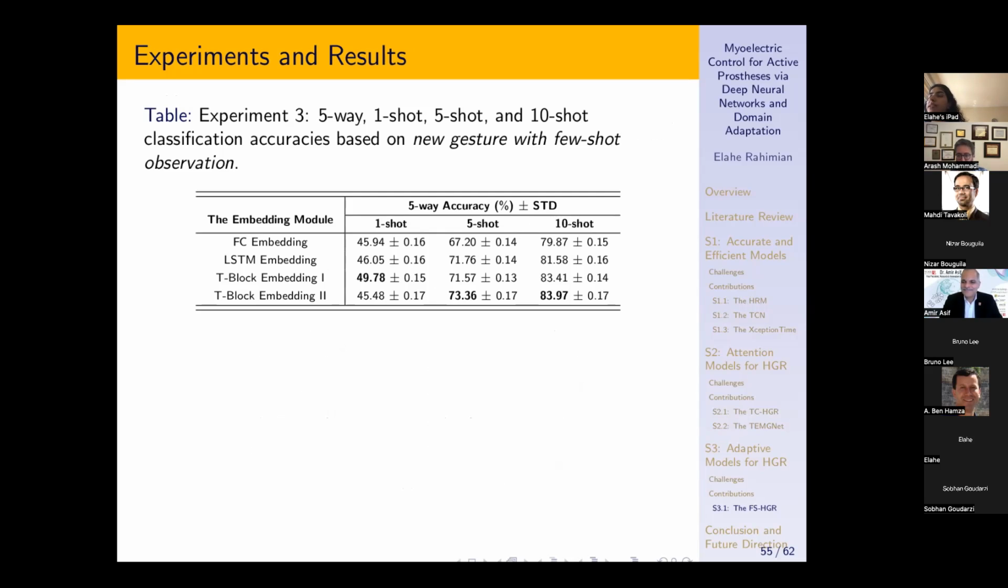Finally, here it is related to the case when we have new gestures during the test, not in the training and not in the validation. For example, we have 34 gestures in the training, 6 gestures in the validation, and 9 new gestures in the testing. We use different embedding modules, and we report the results for different ways and different shots. When we increase the number of shots, the accuracy improves.